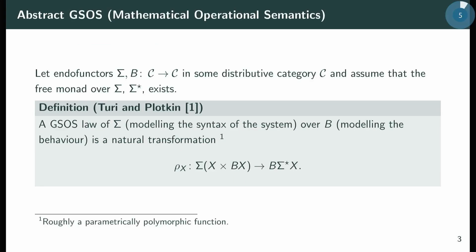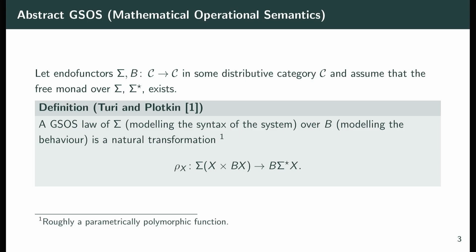And this is really what Turi and Plotkin observed, and they made this mathematical operational semantics framework. They realized that from a categorical perspective, this kind of genericity of those variables amounted to naturality. So they said, you know what, in category theory, we can model the syntax of a language using an endofunctor. And you can model the behavior of a language using an endofunctor. And they said, well, if you have the sigma and the B here modeling the syntax and the behavior, then operational rules amount to natural transformations of this kind of type here.